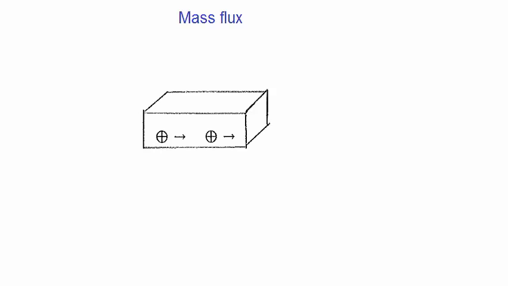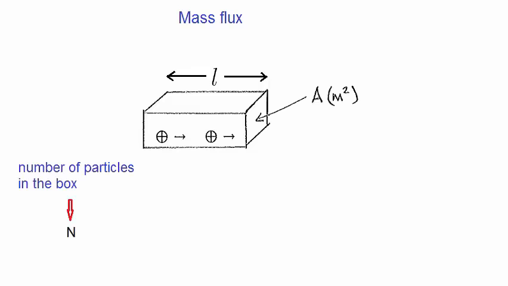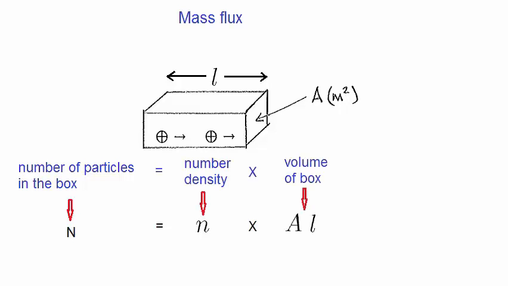The idea of mass flux is used in the derivation of one of the fluid equations. So let's take a closer look at mass flux. Imagine we have a volume element, given by this figure, where you have charged particles moving to the right. This volume has length L and cross-sectional area A. We can say that the number of particles in the box, symbolized here by capital N, is equal to the number density of particles times the volume of the box, AL.